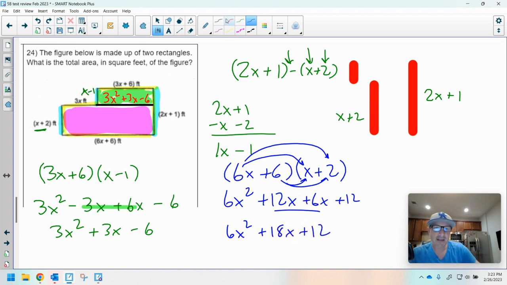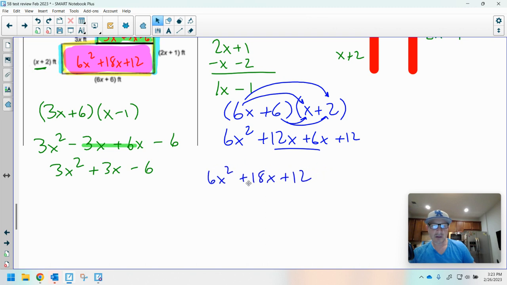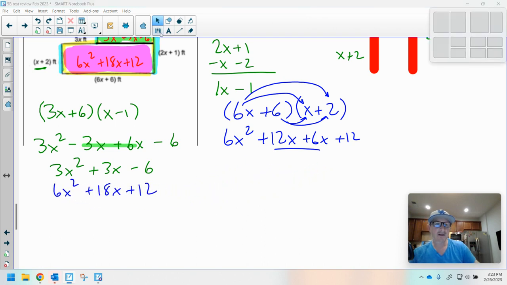All right, let's write that in the middle. We'll do it in red. 6x squared plus 18x plus 12. Now we have the area of one rectangle, and we have the area of the other rectangle. To get them totaled, we are going to add them up. Let's move this right underneath the other one.